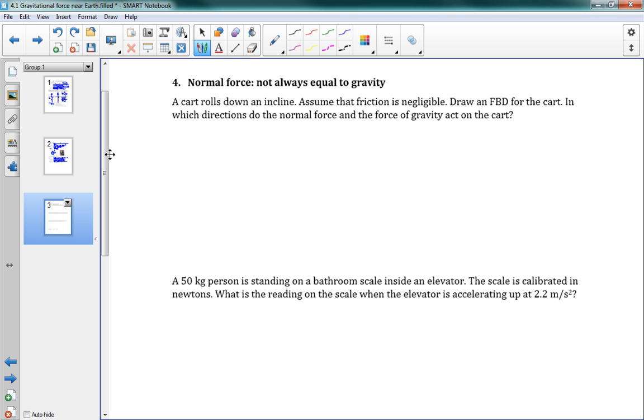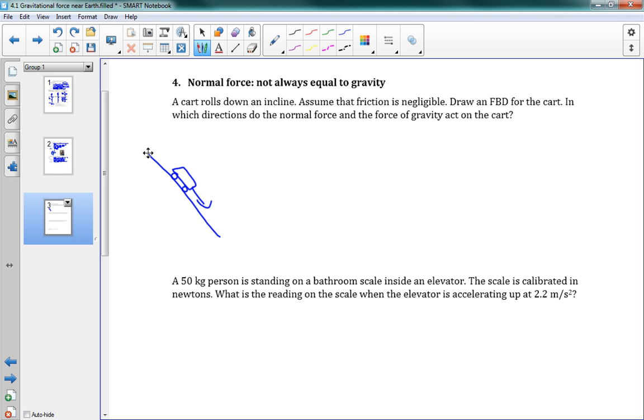the normal force is not always equal to gravity. Our first problem says a cart rolls down an incline. Assume that friction is negligible. Draw a free body diagram for the cart, and in which directions do the normal force and the force of gravity act on the cart. I'll draw an incline here, and a cart on the incline, and it's moving in this direction, right? It's falling down the hill.